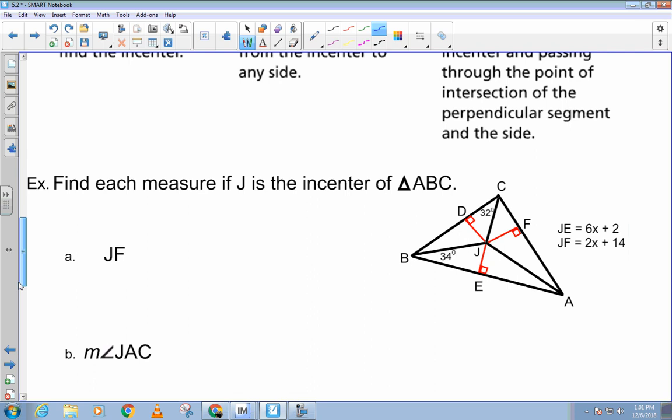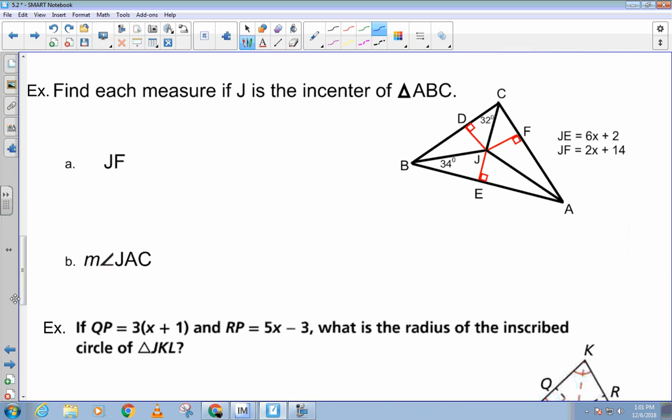Okay, so let's work a couple of problems. Find each measure if J is the incenter of triangle ABC. So J is the incenter, which means it's created by the what? Angle bisector. So these two angles are equal, these two are, and then these two are. Those are angle bisectors, and they intersect at the incenter.